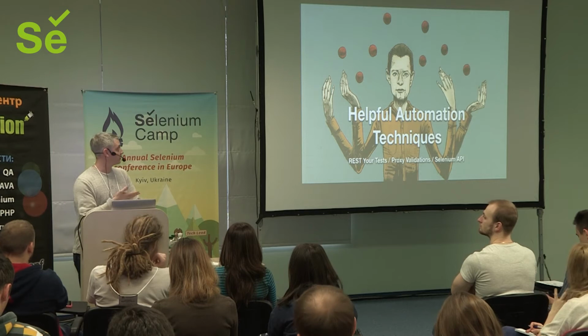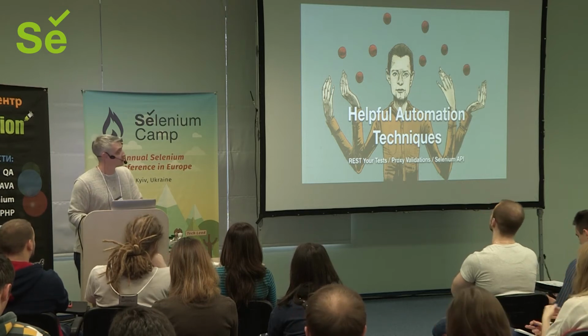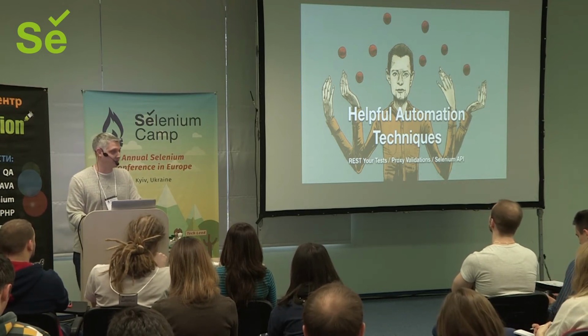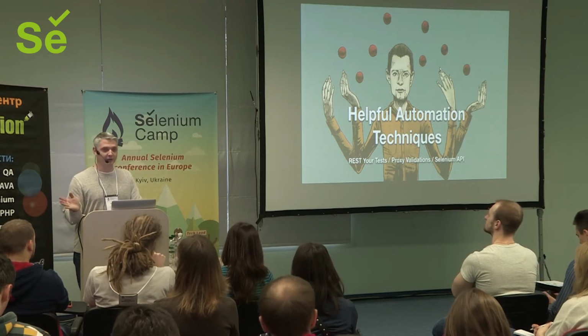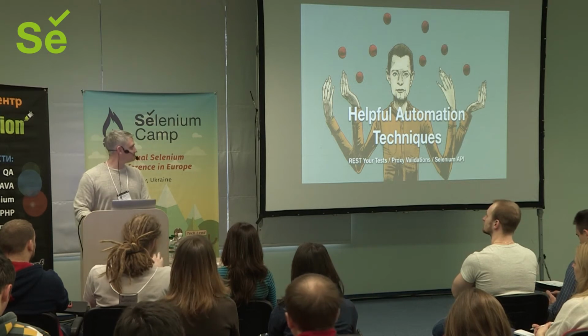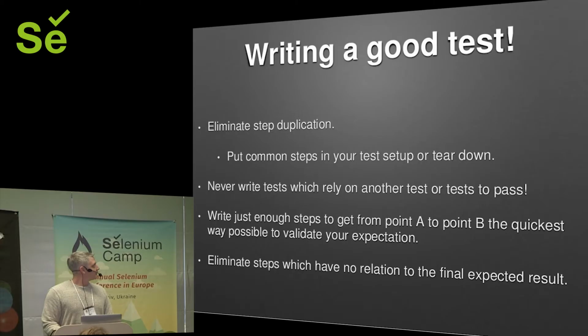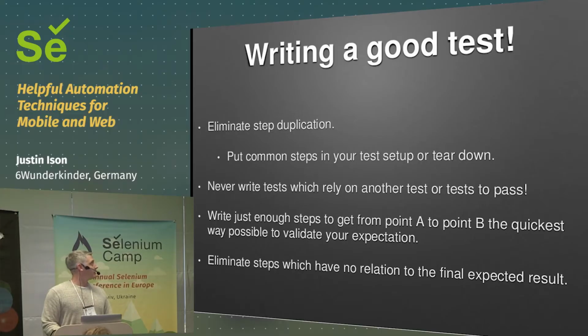So I chose this picture here because I feel like it represents what we have to do as QA engineers or automation engineers. You're constantly juggling a bunch of different tasks. So let's just start with, what's a good test?